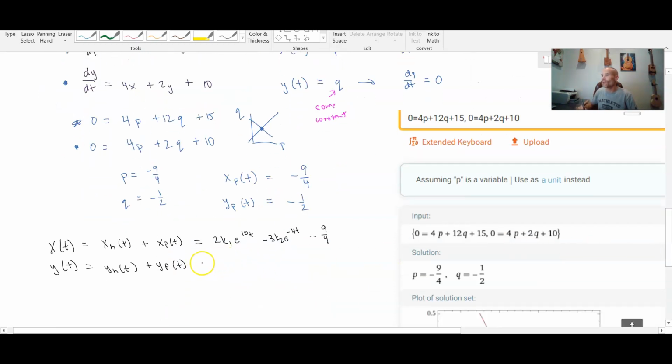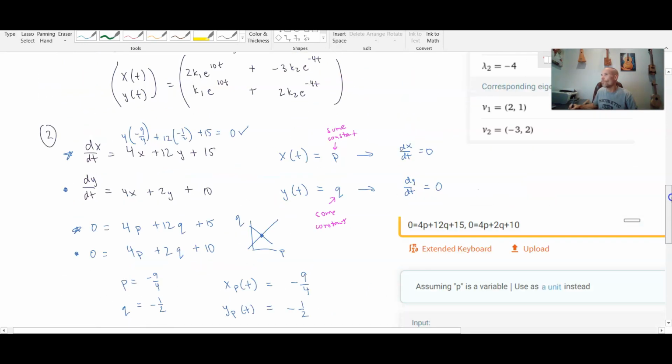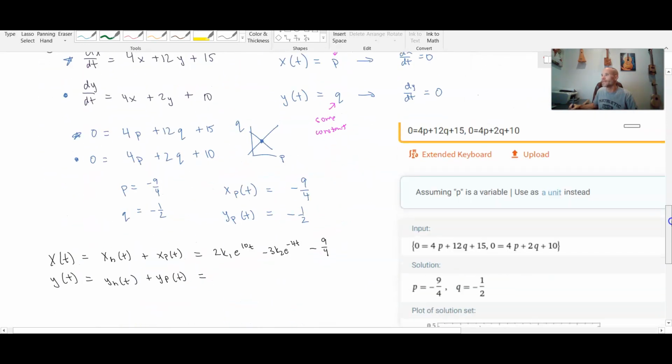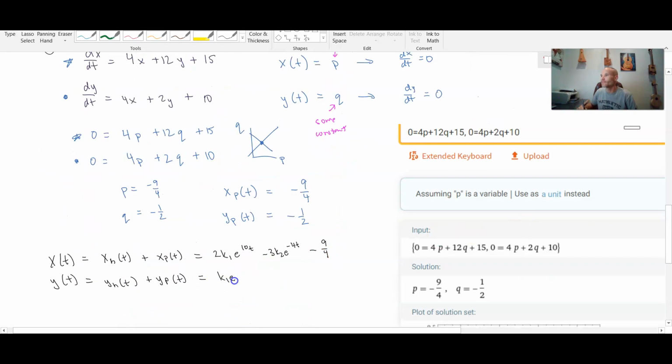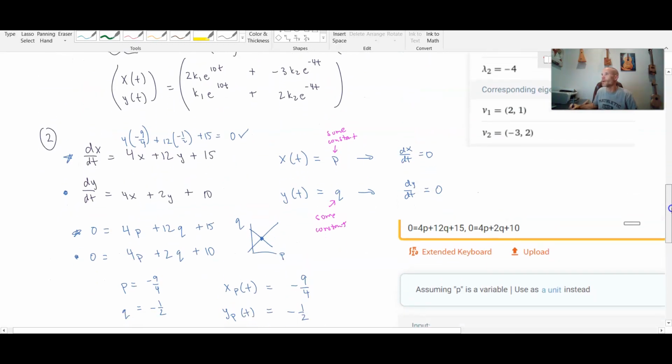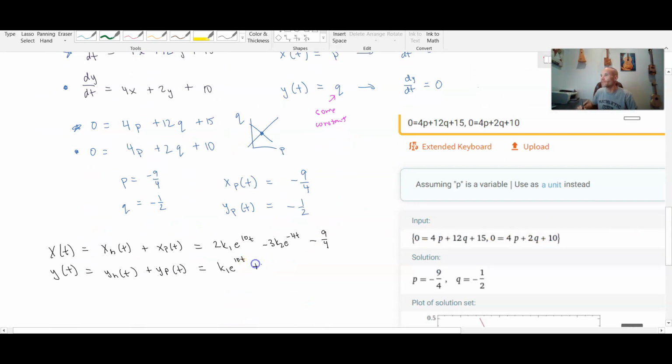And down here I will have y homogeneous. Y homogeneous was just k1 e to the 10t plus 2k2 e to the negative 4t, plus the y particular, which is plus negative 1/2. And there are my solutions to this non-homogeneous system.